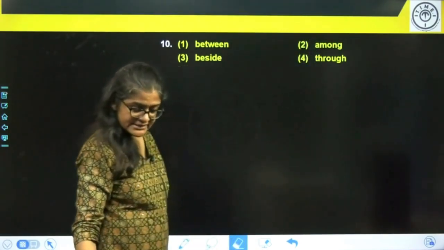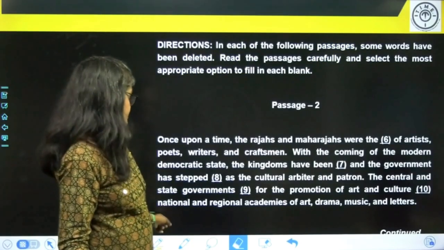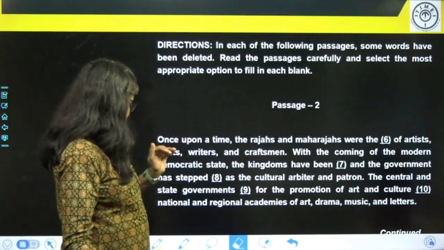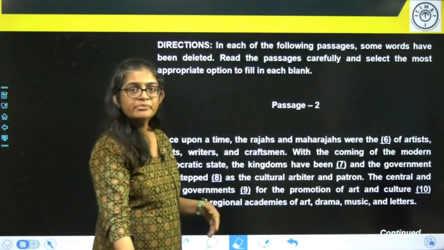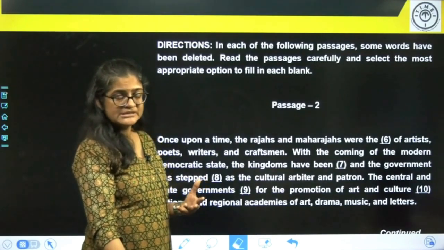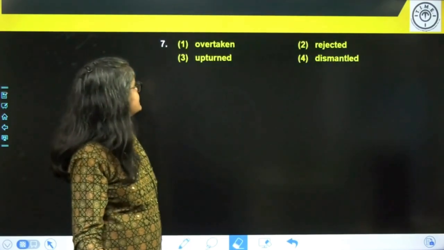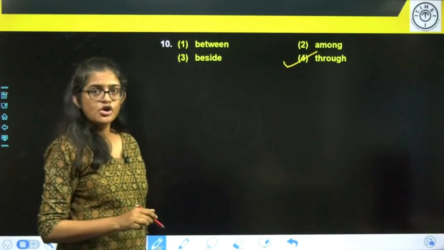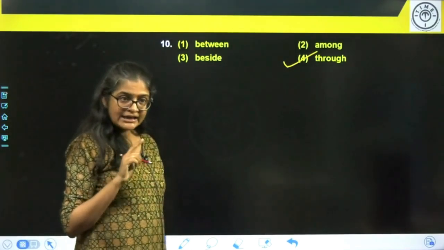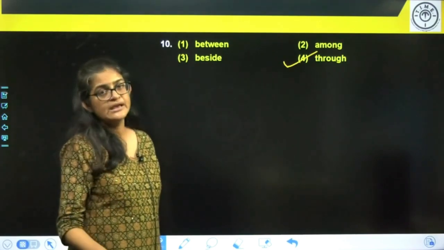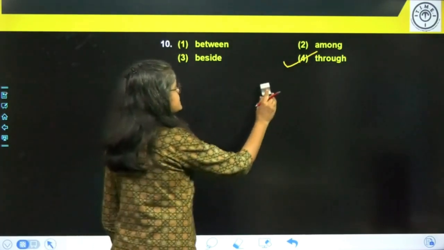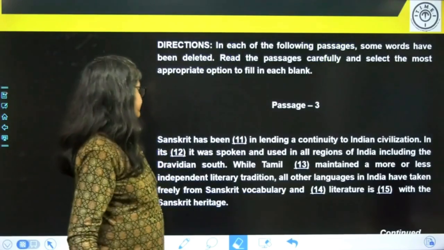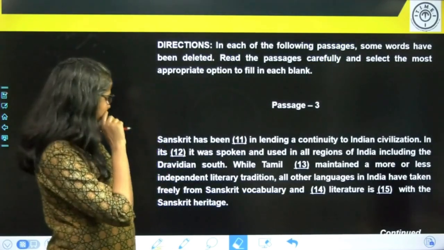Next, okay, let's go back there. So, they strive for the promotion of art and culture, dash national and regional academies. So, by setting up these national and regional academies, which means through these academies, let us see if through is there. Through these academies, they strive. None of the others will fit in here because these academies are the channel through which the government is making its efforts. Finished. Second cloze test also finished. Don't you find this very simple actually? Yeah. Okay. One more set here.